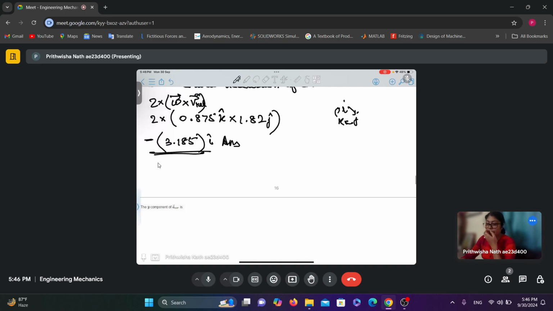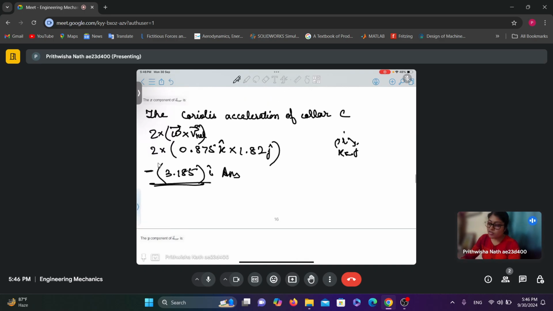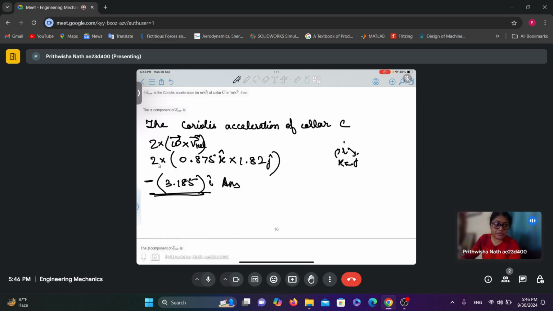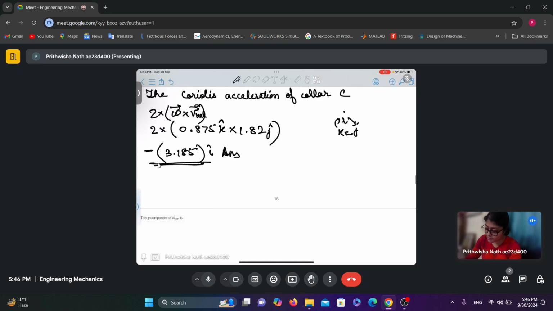So we are asked the y component of Coriolis acceleration. So we can see the component is only in the x direction. There's no component in the y direction, so it will be 0, right?